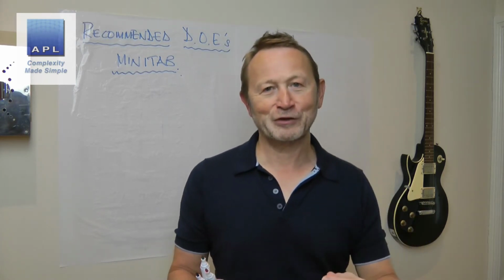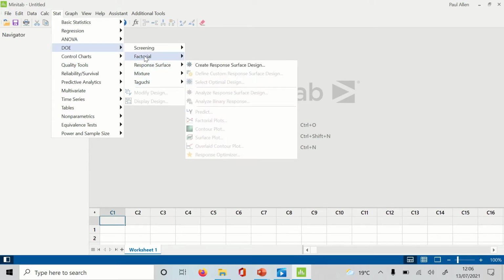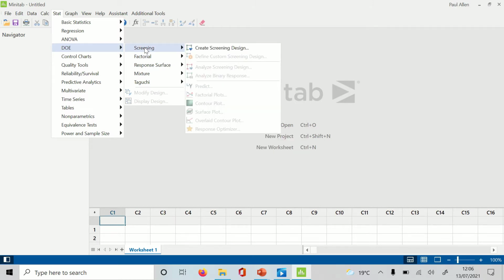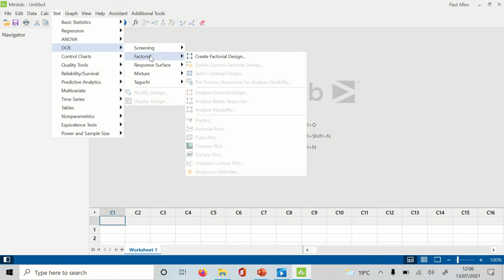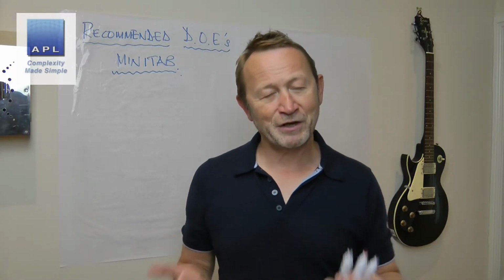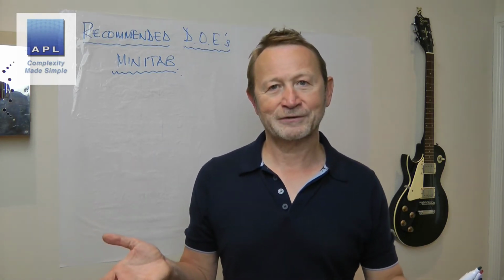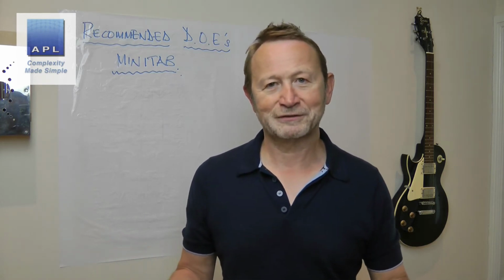So for example, if we go Stat, DOE, you get this list here. We've got the Taguchi, we've got response surface, we've got factorials, we've got screening DOEs. And if you investigate what's behind each one of these menus, there is a huge list of DOEs that you could choose. Now choice is fantastic, but when you're faced with 300 DOEs, and especially when it's early in your career with using design of experiments, you start to go, okay, which one do I use?